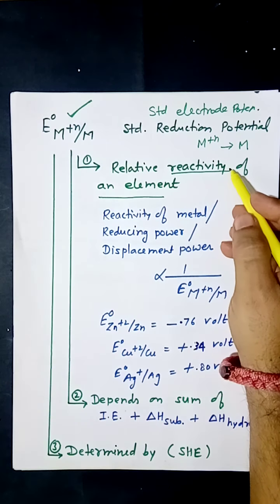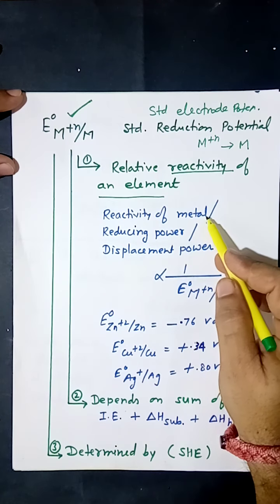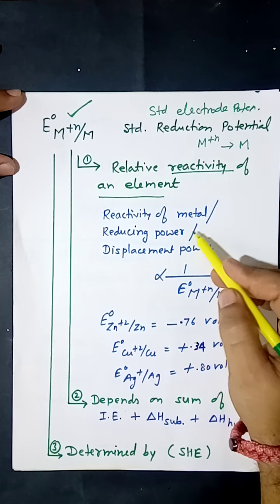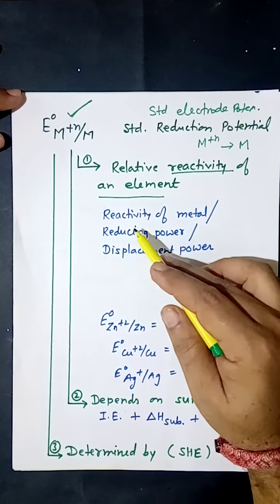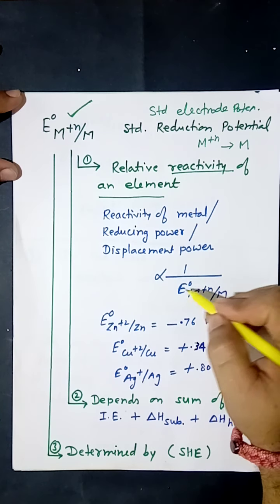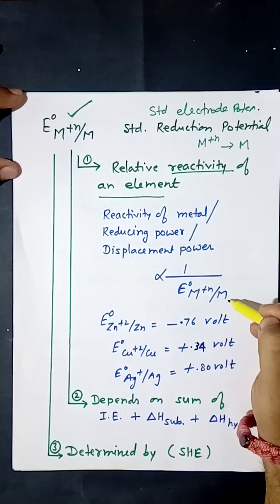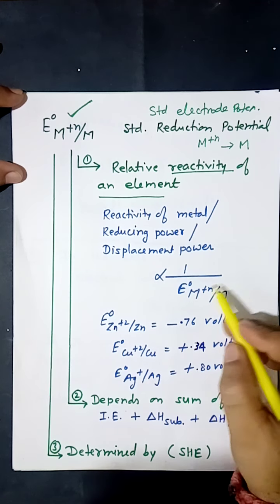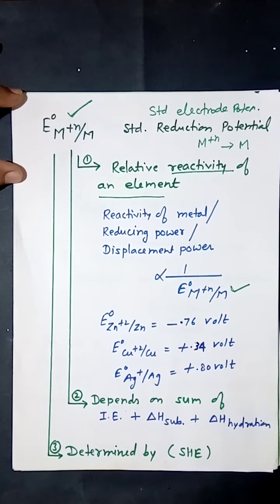Now how can you compare the reactivity of elements? Here you can see the reactivity of metal, reducing power of metal, as well as displacement power of metal. These all are properties of metal. Reactivity of metal, reducing power of metal, displacement power of metal, they all are inversely proportional to standard reduction electrode potential. So in case you are given the value of E naught, you can compare the metals for their reactivity, for their reducing power, as well as for their displacement power.